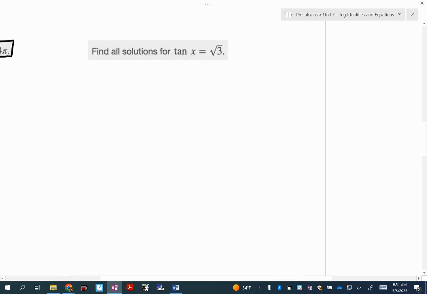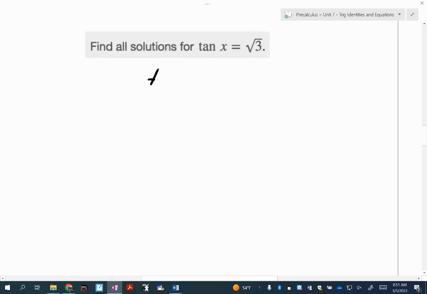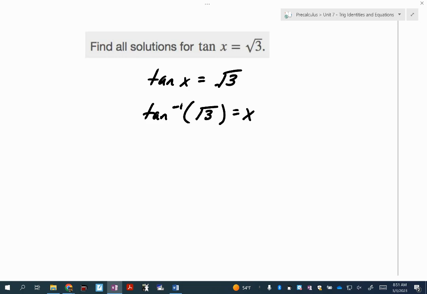With tangent, hopefully you know this one. Tangent of some theta equals the square root of 3. So I'm going to do tangent to the negative first power of the square root of 3 equals x. And when you look at this, you're thinking about your table. If you look at the table, we've got the tangent of pi over 3 is equal to the square root of 3.